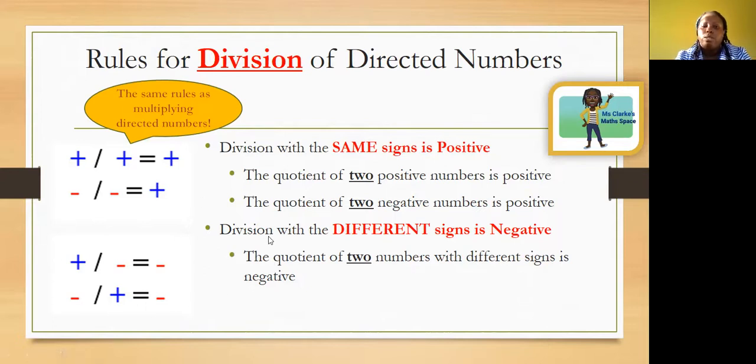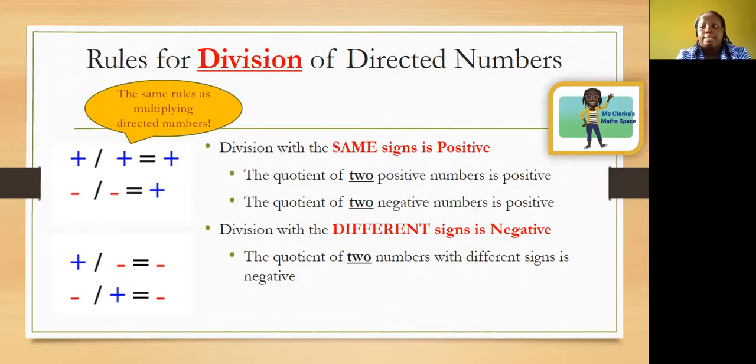The last set of rules, division with different signs. Whether you have a positive on top and a negative below, or a negative on top and a positive below, kind of like fractions if you want to look at it that way, the quotient of the two numbers with different signs would always be negative.